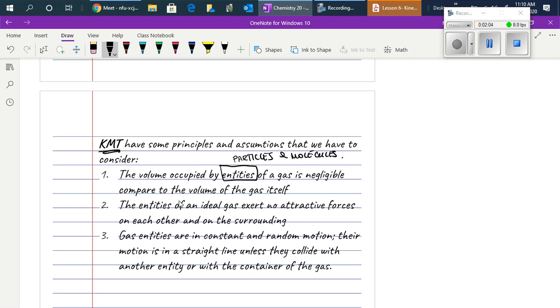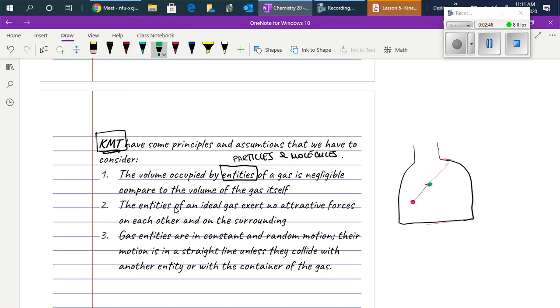Another thing we keep in mind when we talk about KMT is that the entities of gas, molecules and particles of gas, are in constant motion. Suppose we have a container that looks like this, and we have molecules of gas here. They are moving with a constant velocity until they hit either the sides of the container or another molecule of the gas.